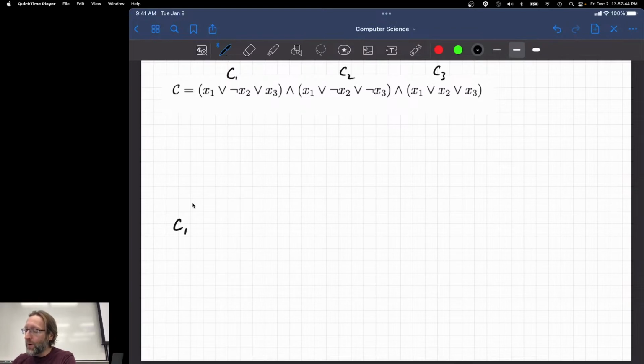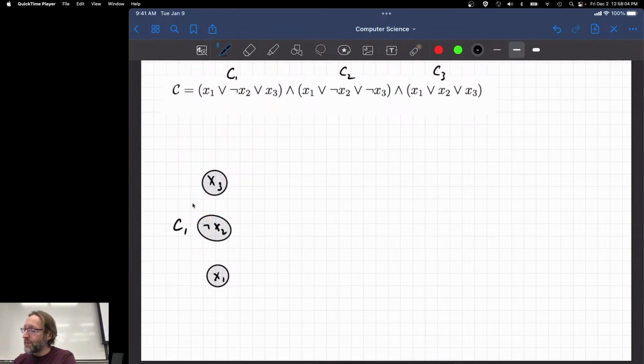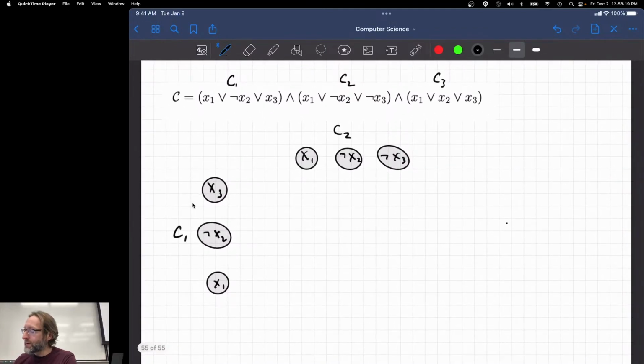So here's C1's clause. X1, negation of X2, and X3. Those are all of the vertices corresponding to that clause. Up here, let me do C2. That's X1, negation of X2, negation of X3. And over here, I'll put clause 3. X1, X2, X3. Remember, these are disjunctions.